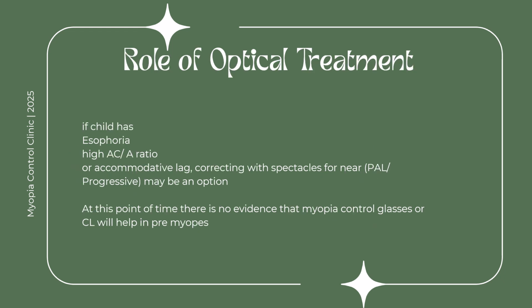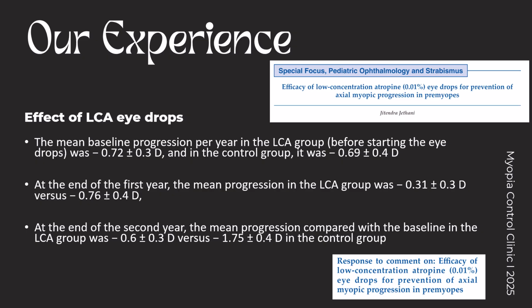However, if you feel that the child has esophoria, high AC/A ratio, or accommodative lag, correcting with spectacles for near may be a great option. At this point of time, there is no evidence that myopia control or contact lenses will help in pre-myopes, although there have been few reports where they have suggested that even for pre-myopes, you can give glasses with zero power. You have the peripheral defocus lenses, and this was our experience with low concentration atropine eye drops, which we published in 2022.